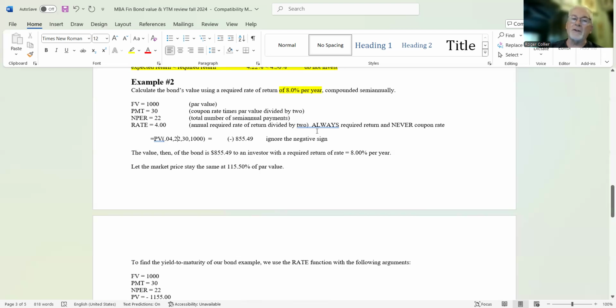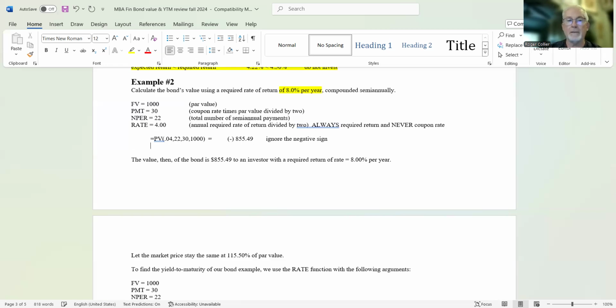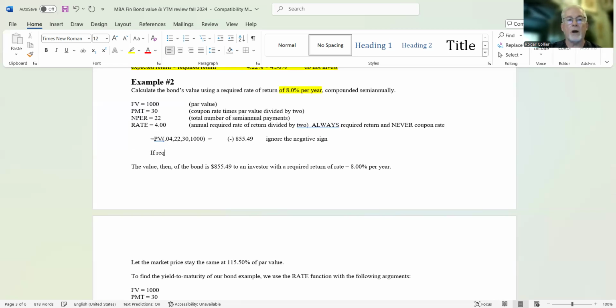Now, in the first example, our value was greater than that $1,000 par, wasn't it? In this example, the value is less than that $1,000 par, and that is because of the required return. Okay. If the required return is greater than the coupon, oh dear, greater than the coupon, then value is less than par.